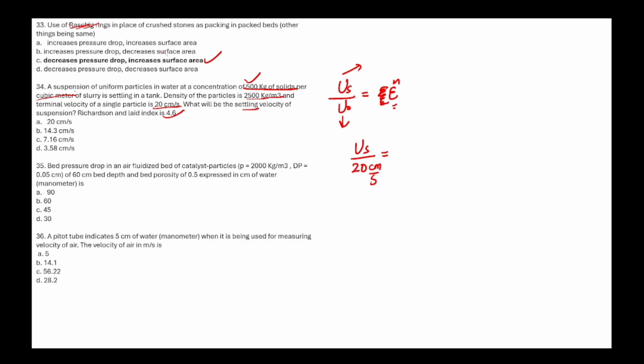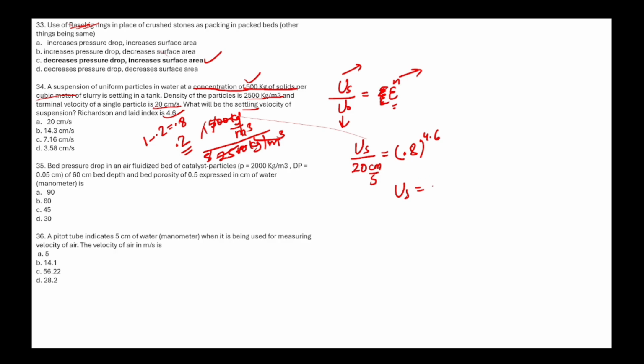See, a suspension of uniform particles with a concentration of 500 kg per meter cube, and the density of the particle is 2500 kg per meter cube. That means this portion, 500 divided by 2500, which is 0.2, is filled with the particles. That means the void fraction will be 1 minus 0.2, that is 0.8. So 0.8 to the power n, which is sometimes written as the Richardson-Zaki index, sometimes the Richardson-Lady index, and it is 4.6 as given in the question. They will always give it. So Us, just calculate it and you will get the answer. I think the answer is between B and C.